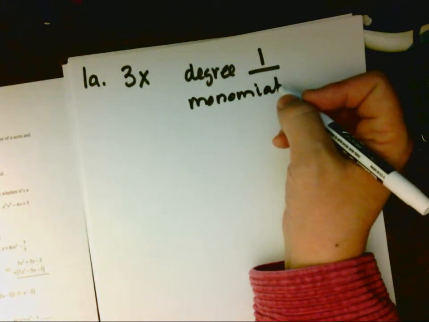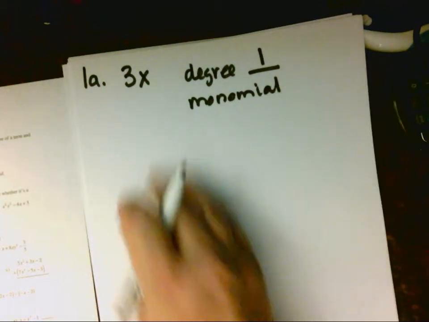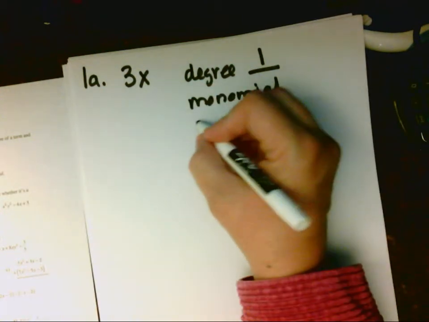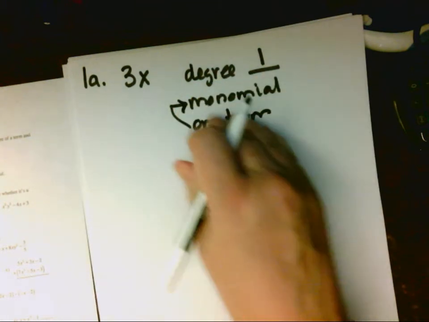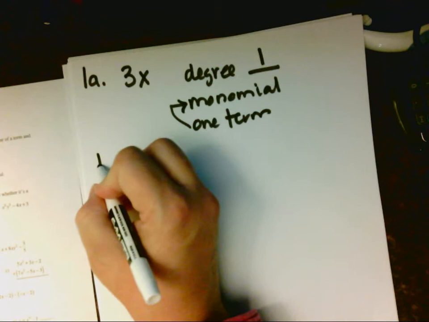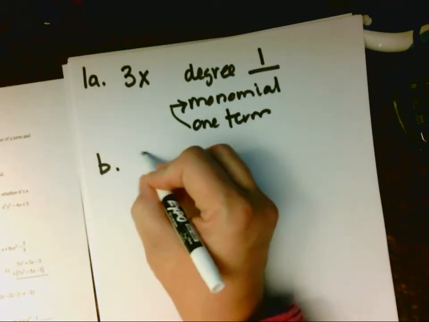And indicate whether it is a monomial. Oh, we said that already. Okay, so it has 1 term, which makes it a monomial. They seem to want you to tell both of those, which seems a little silly to me, so I don't think I'll do it again.